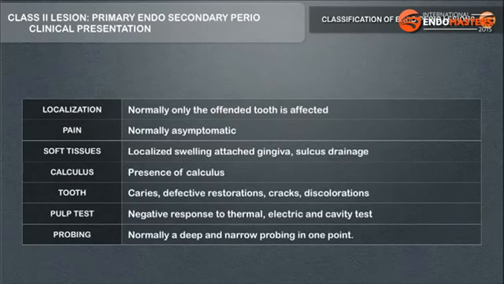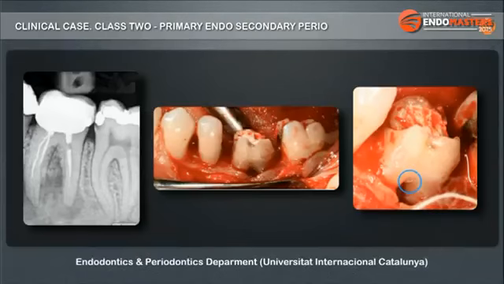Clinical characteristics of the class 2 lesions are similar to those of the class 1 lesions. Presence of calculus could be the main difference. Here is a case of a class 2 lesion treated by endo and perio students from Universitat Internacional de Catalunya.